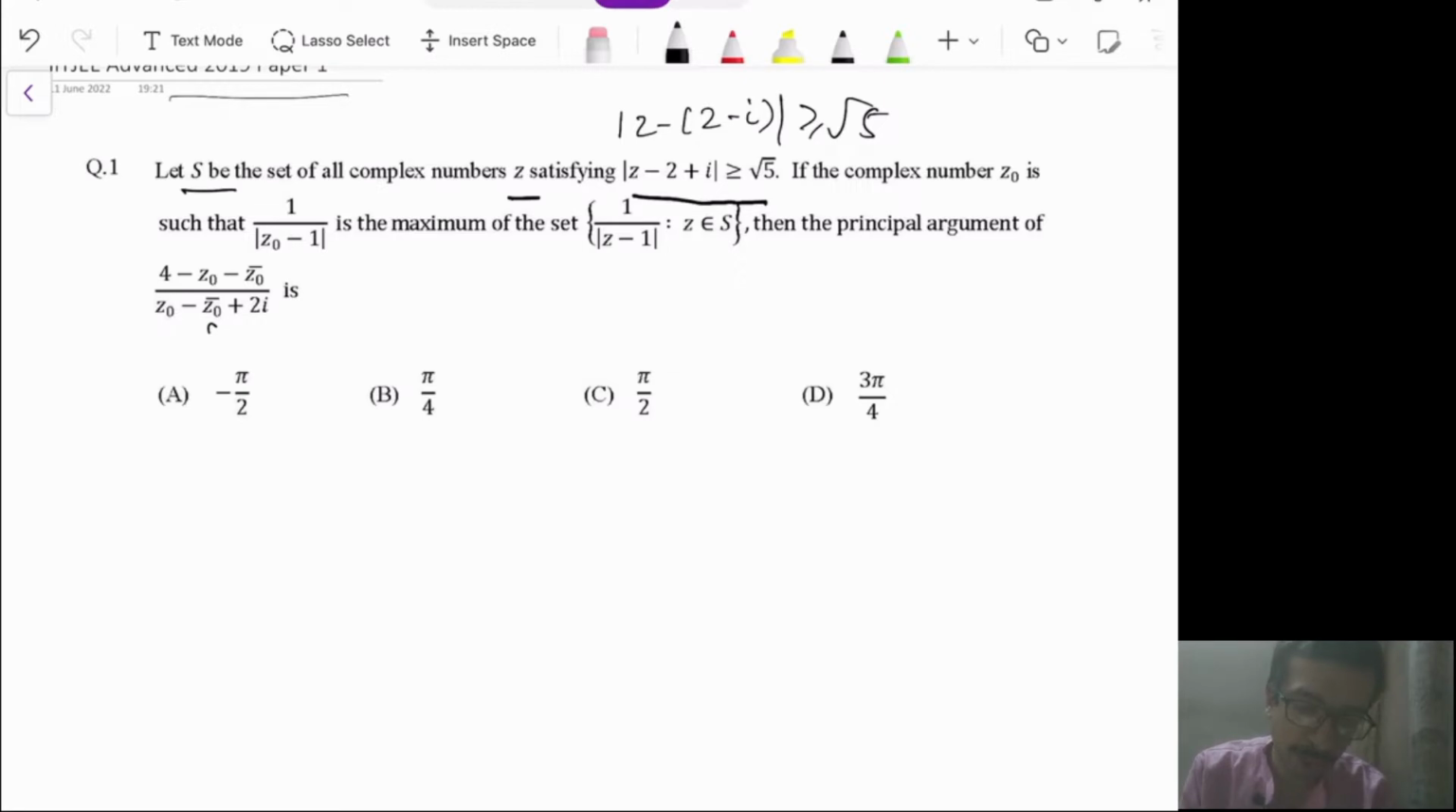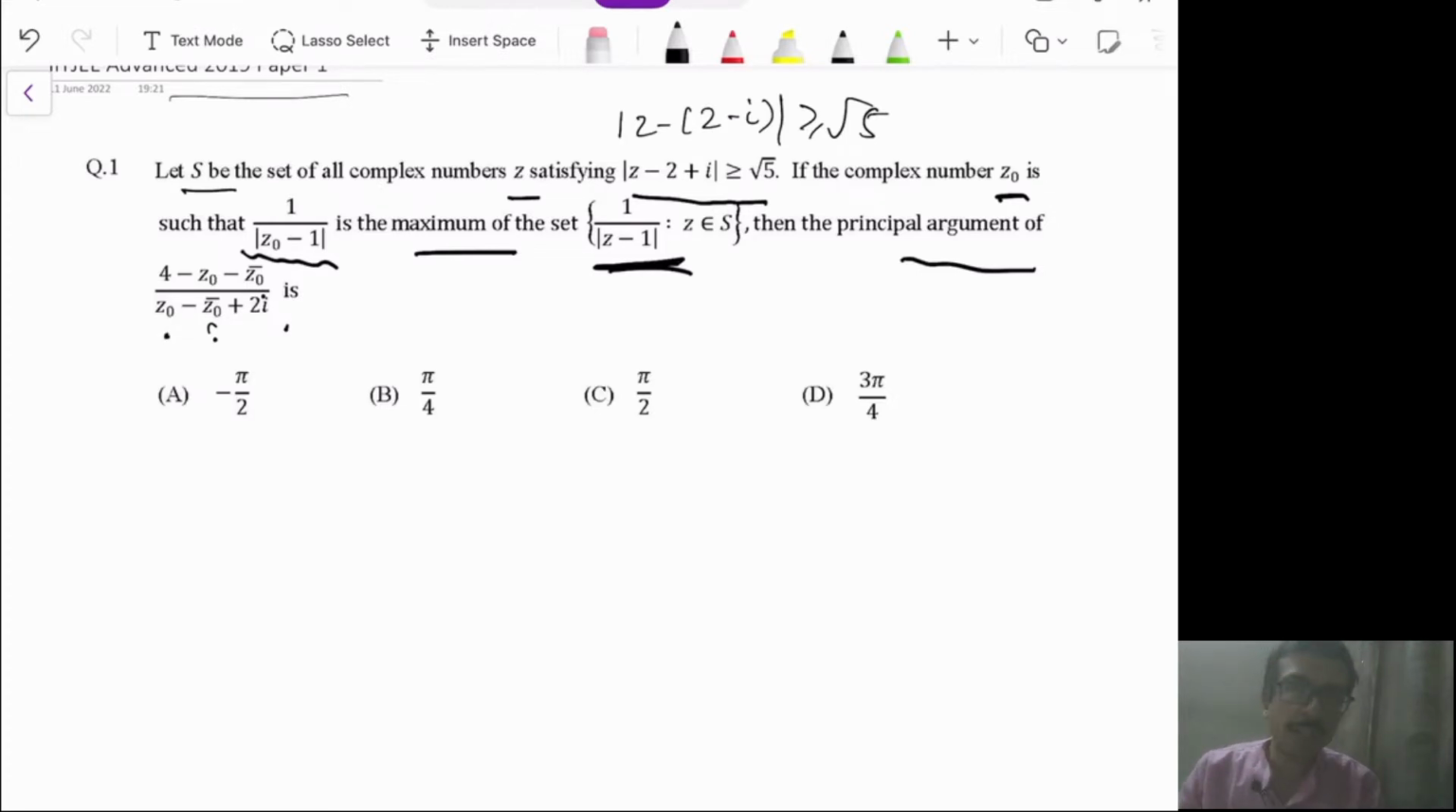I'll just show it geometrically. The complex number z0 is the one which maximizes the value of 1 over mod z minus 1. So 1 over mod z0 minus 1 is the maximum of the set 1 over mod z minus 1. Then what is the principal argument of 4 minus z0 conjugate over z0 minus z0 conjugate plus 2 iota?